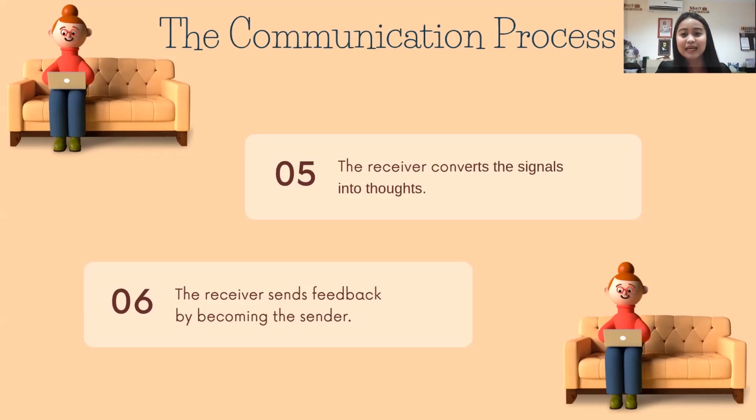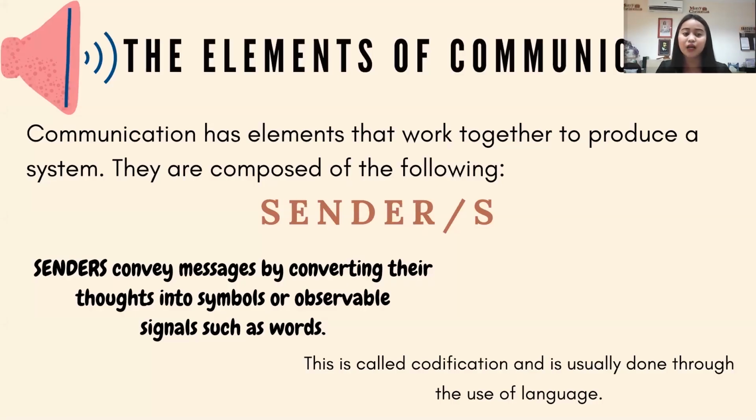Okay? Now, we have also the elements of communication. So, communication has elements that work together to produce a system. So they are composed of the following. First, we have the sender or senders. So they convey messages by converting their thoughts into symbols or observable signals such as words. So this is called codification and is usually done through the use of language.